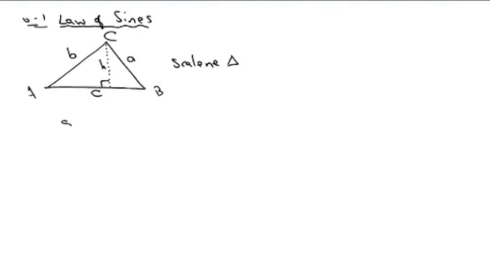So two things I want to look at. The sine of angle A is equal to H over b. And the sine of B would be H over a. Now, both of these equations have only one variable in common, which is H. Solve both of them for H, and you get H is equal to b sine of A, and H is equal to a sine of B.